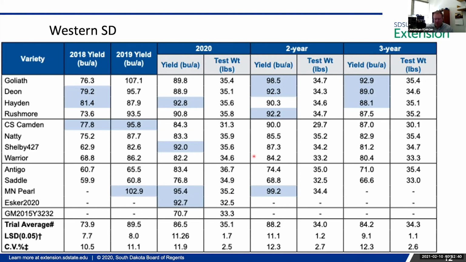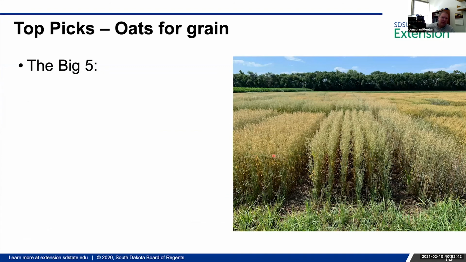Okay, so to summarize here, the top picks, in my opinion, oats for grain production, the big 5. Rushmore is the newest release from South Dakota. Just a solid grain producer, good test weight, stands up fairly well. Maybe doesn't have quite the lodging resistance that Warrior does, but just a good solid pick throughout the whole state.